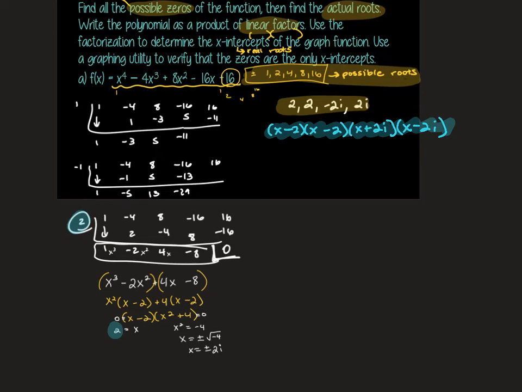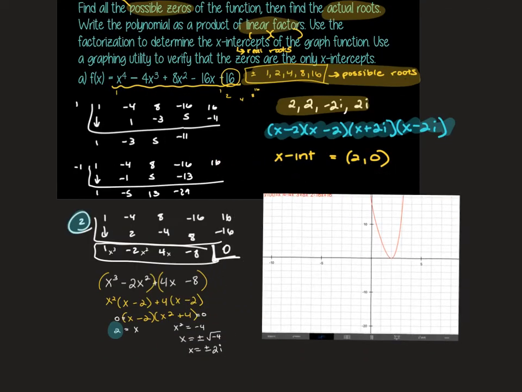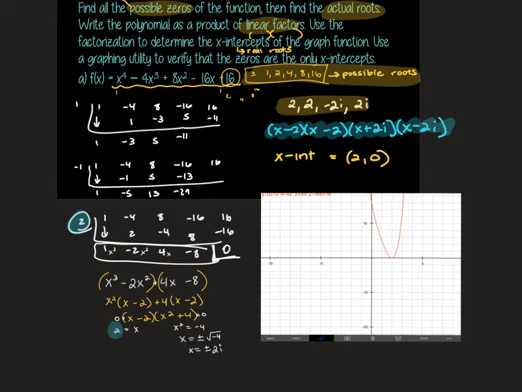So when we look at this graph, what are going to be my x-intercepts? Just 2, right? So if I pull in my graph, I only have 1 x-intercept. It's 2. And we said that the multiplicity was 2, so it should bounce. So everything that you know up to this point can be put together and overlap. All that knowledge should make sense. The i's are not going to appear on your graph.